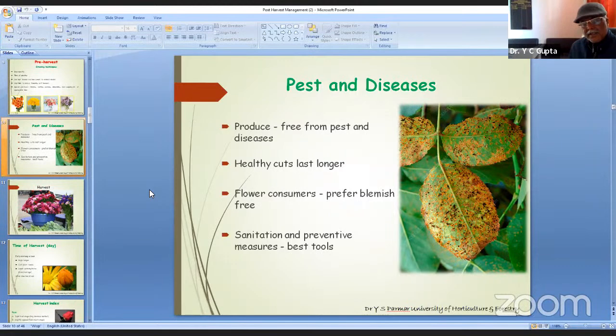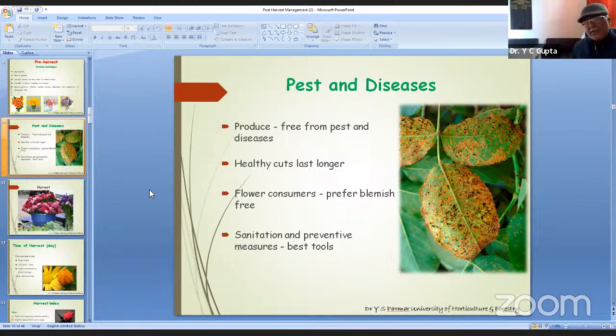This is one of the best factors, I feel: if the flowers are infested with red spider mite, it means there is no value in the market. So we have to see how to control these flowers from insect pests and diseases.